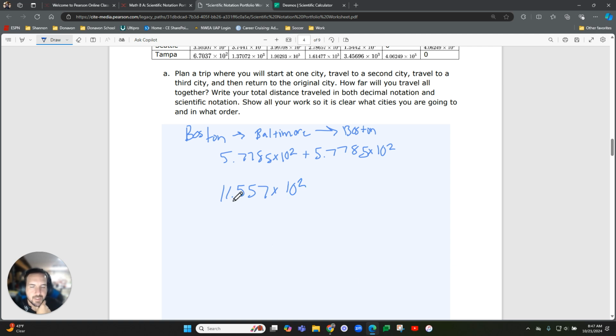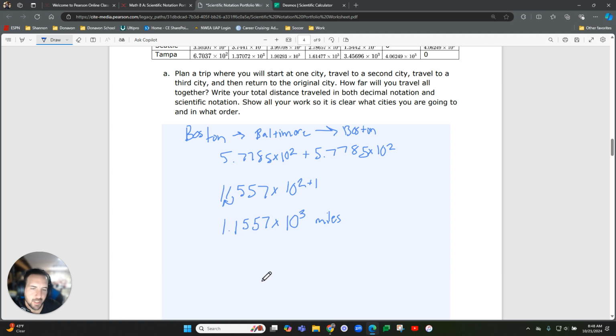Okay, but I have to move the decimal over here. So I'm taking away a power of 10 here, so I have to add a power of 10 here. Okay, so this becomes 1.1557 times 10 to the third. So that's in scientific notation. That's miles.